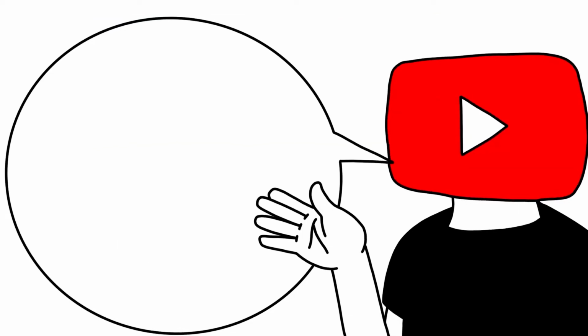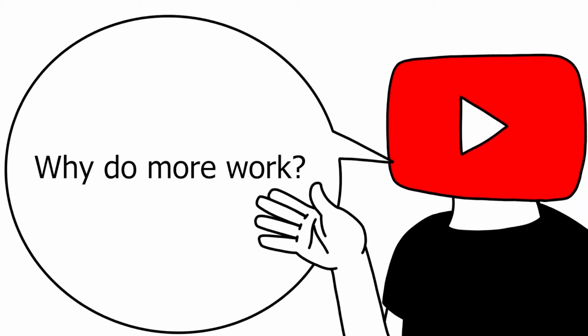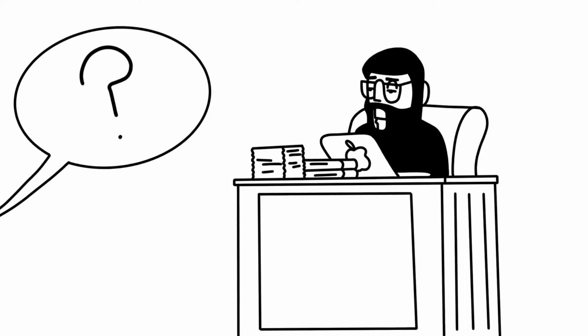And I hear you asking, why 2 steps? Why not just check the RGB values individually? Why do more work? I don't know, man. Stop asking me all these questions. Damn, like I'm on trial or something.